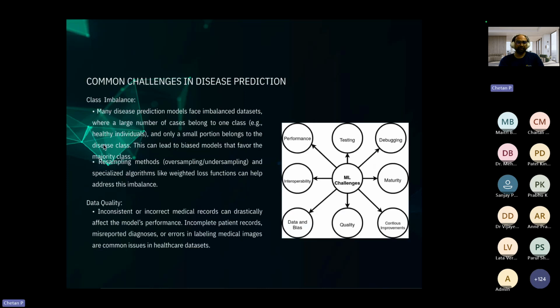Common challenges, one is the class imbalance we already discussed, right? To tackle that class imbalance, there are resampling techniques, oversampling or undersampling, or you can use a smart technique that can generate new data sets.